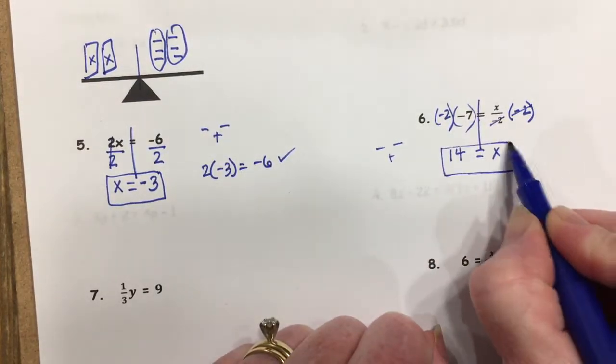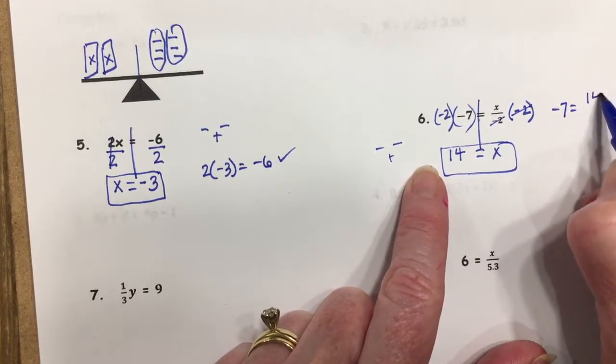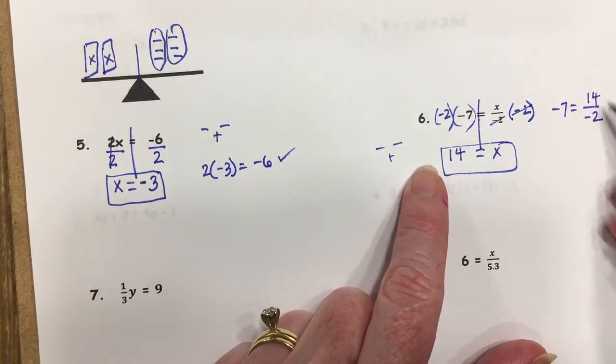Okay, again, I can check my answer if I want to. Is -7 equal to 14 divided by -2? And yes, that's 7, it'd be negative, so this is correct.